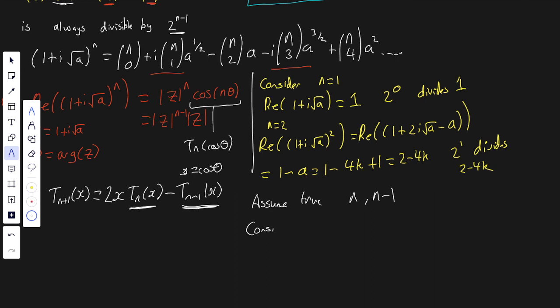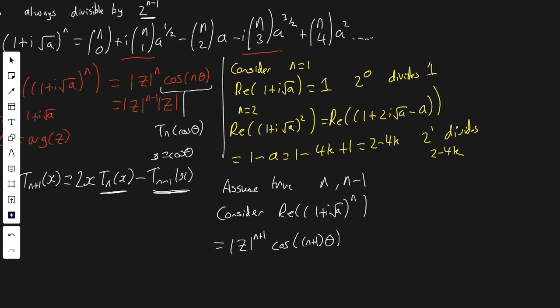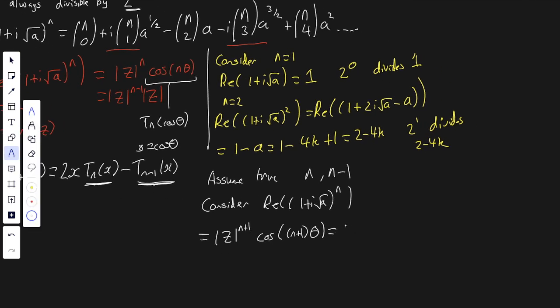So let's consider the real part of 1 plus i root a to the n. We know this is the same as the absolute value of z to the n plus 1 times cos of n plus 1 theta. And by our Chebyshev recurrence relation, this is the same as absolute value of z to the n plus 1 times 2 cos theta, replacing x with cos theta, Tn of cos theta is cos n theta, minus cos of n minus 1 theta.